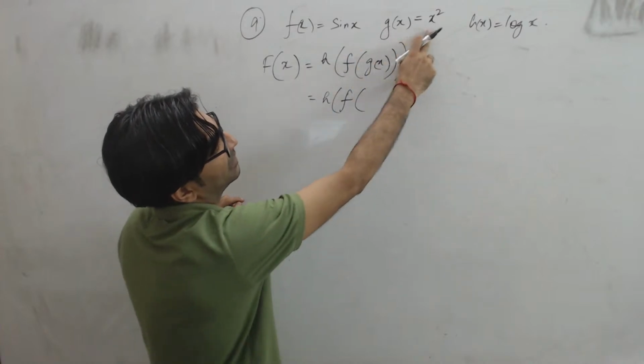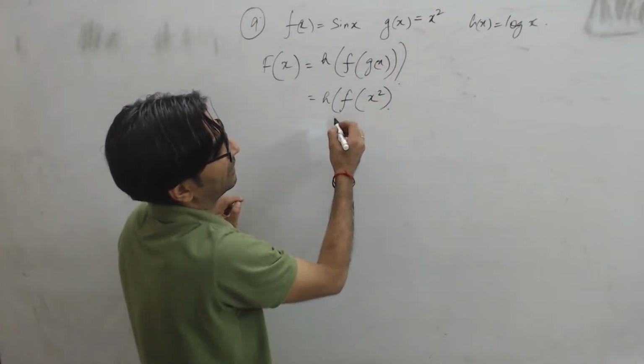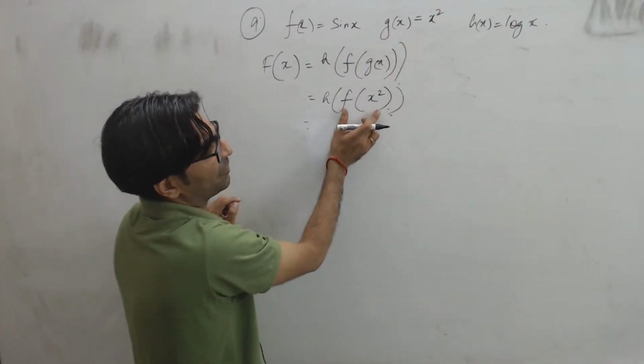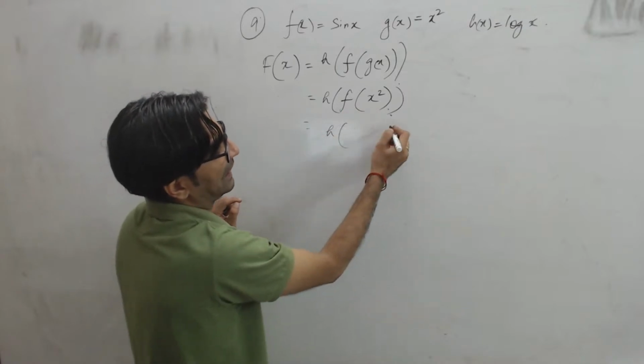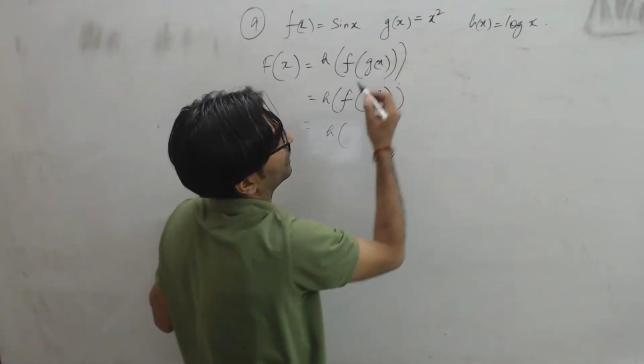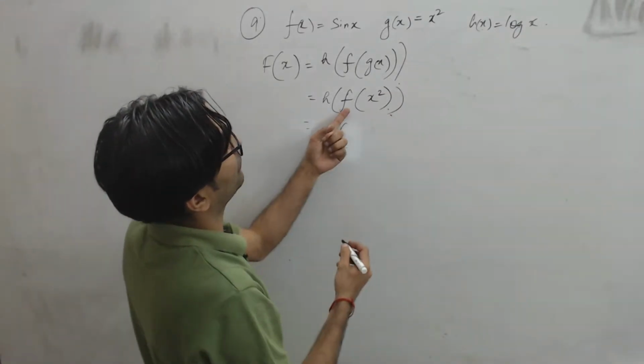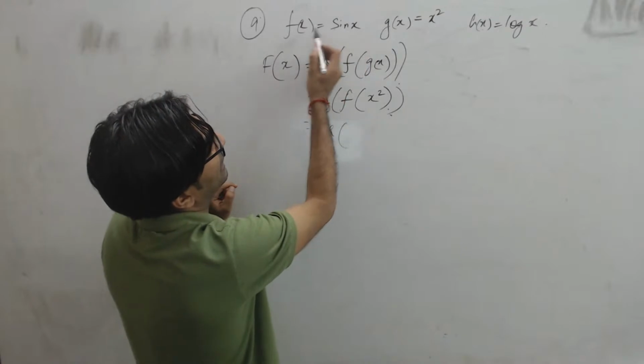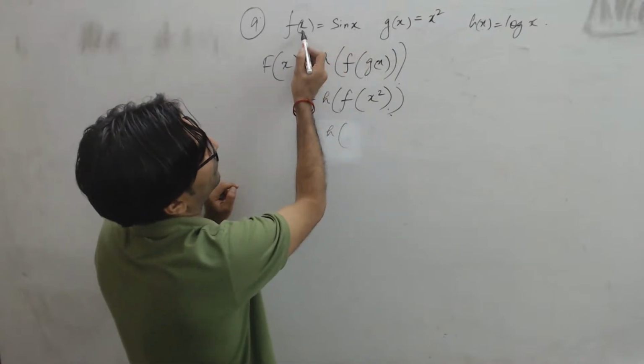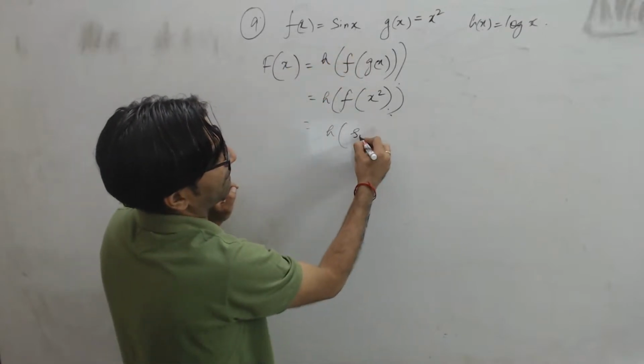What is g? G of x square is x square. So f of x square. Okay. Next thing is calculate f of x square. So h of that. What is h of x square? Which means this will be log of f of x square. So this will be sine of, if it is f of x, it's sine of x. So f of x square will be sine of x square.